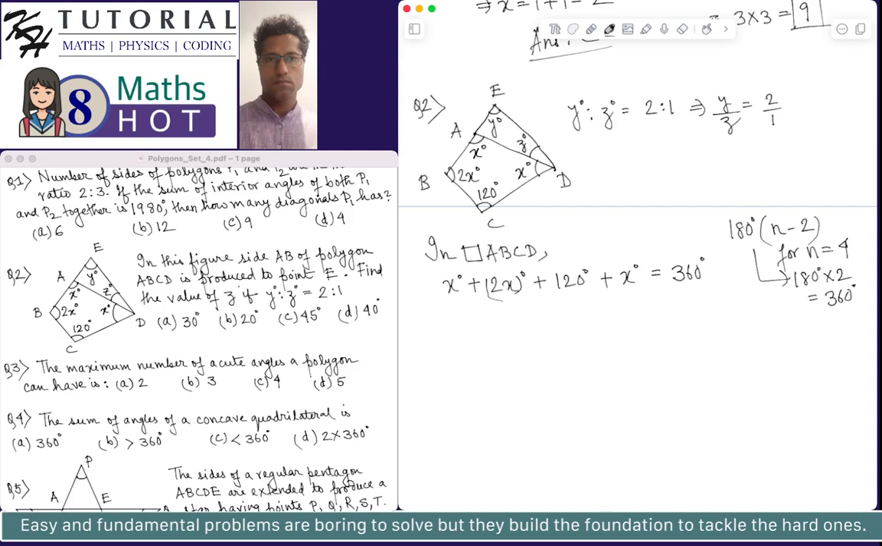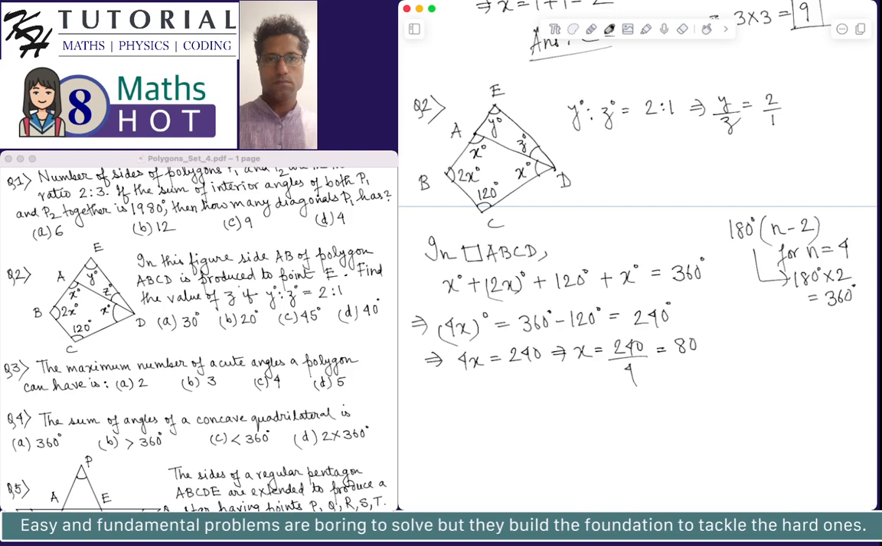So we have this. Simplifying the left hand side, adding up all the x terms and taking the constant 120 degree on the right hand side, we get 4x degree is equal to 360 degree minus 120 degree. 360 degree minus 120 degree is 240 degree. So we have 4x degree is equal to 240 degree. If we ignore the degree, we get 4x is equal to 240. This implies x is equal to 240 divided by 4, which is 80. Okay, so x is 80.